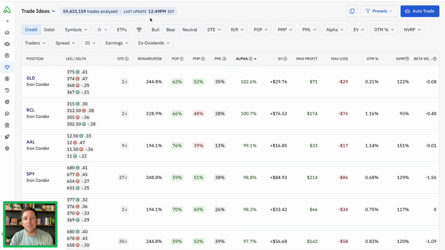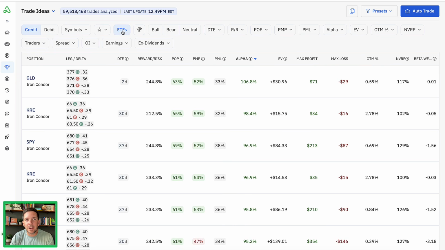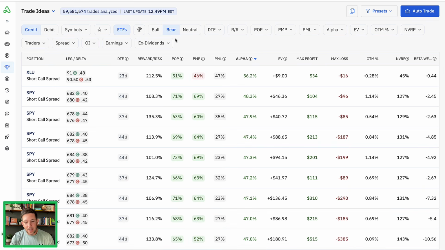What you want to do now is start to filter trades that meet your criteria. So some of the things you might want to do are things like maybe you only want to trade ETFs. You're already trading a credit spread, and then we want to go over here and say that we want to trade a bearish position. Now you can see here that will give us these bear call spreads, or short call spreads, as we call them inside the Option Alpha platform. This gives you all short call spread ideas. So immediately, just with a couple of filters, credit positions, ETFs only, and bearish positions, you now get a huge list of potential trade ideas from which to work.